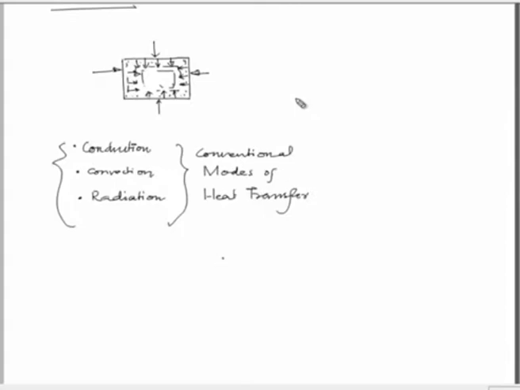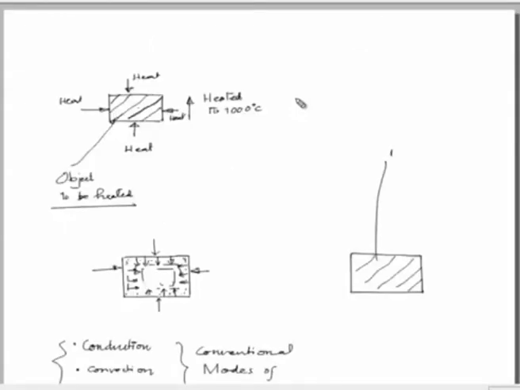However, if we want to heat the same object with the application of microwave, then the situation is slightly different. Suppose this is the object. The first condition has to be that this material or this object should absorb microwave, it should be microwave absorbing material. There are 3 kinds of materials, as we will discuss later on.